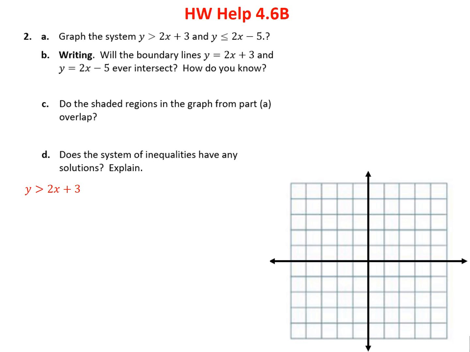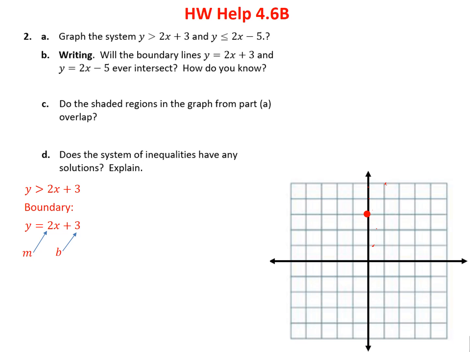So the boundary line for that would be y equals 2x plus 3. Notice that the slope is 2, and the y-intercept is 3, so we can use that to graph. First, we'll use the y-intercept and go up here, 1, 2, 3, and then my slope is 2, so that's going to be up 2 and over 1. So that's going to be the next point.